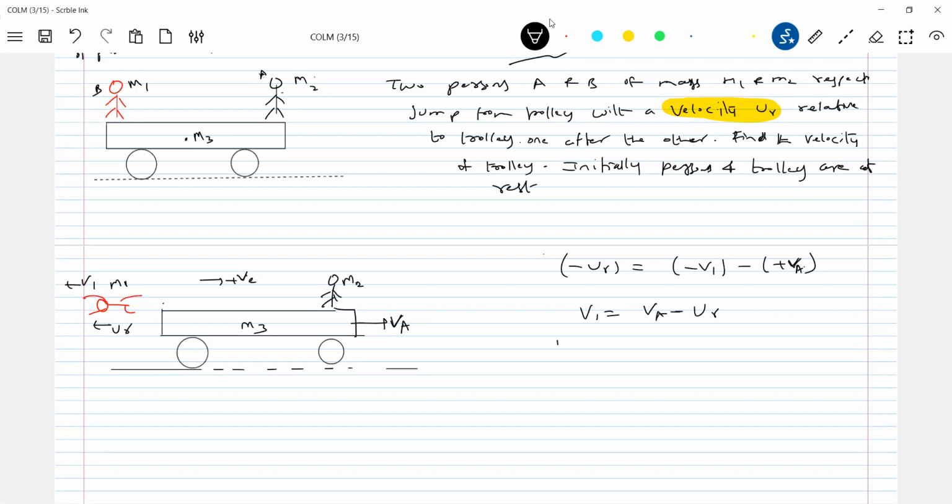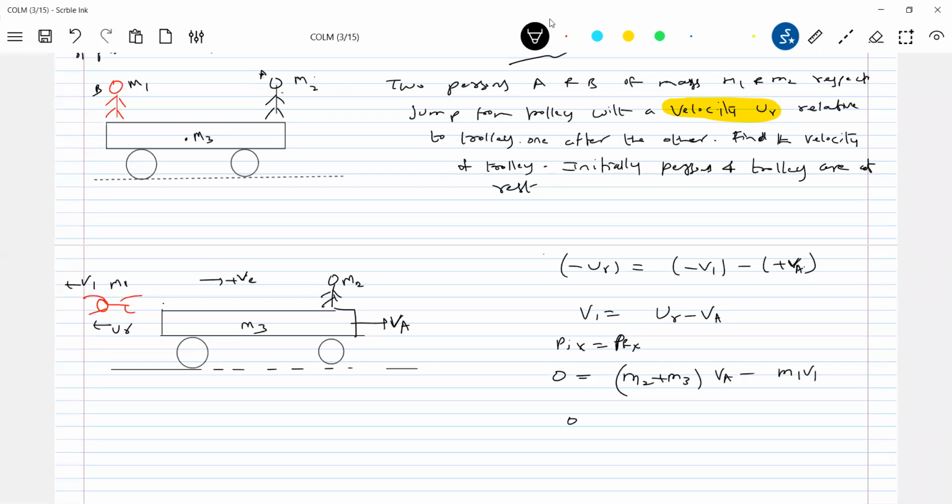Let's apply conservation of linear momentum. Initial momentum equals final momentum. Initial momentum is 0, persons and trolley are at rest. Final momentum is m2 plus m3 into VA, that is towards right. Sir, V1 equal to UR minus VA. I'll send V1 to the LHS: UR minus VA. Okay, yeah, thank you.